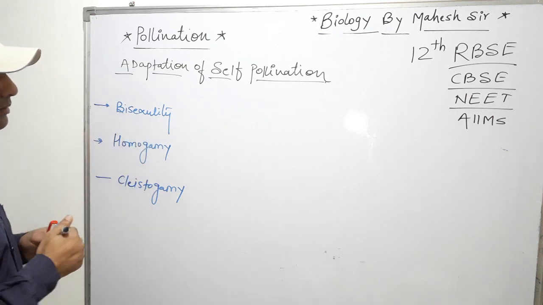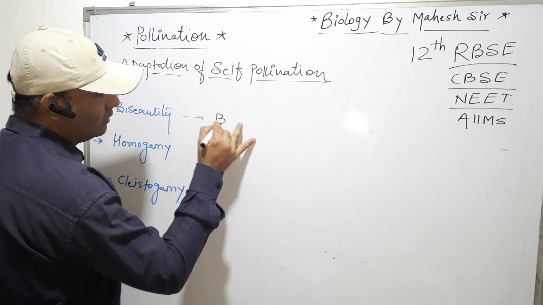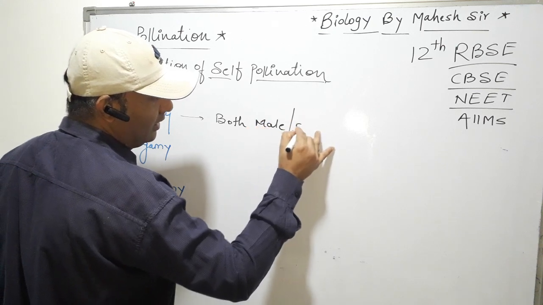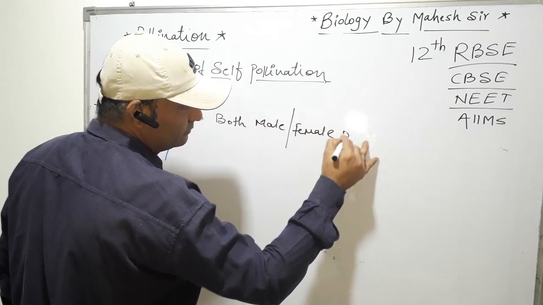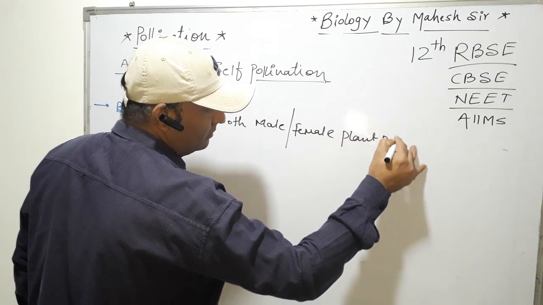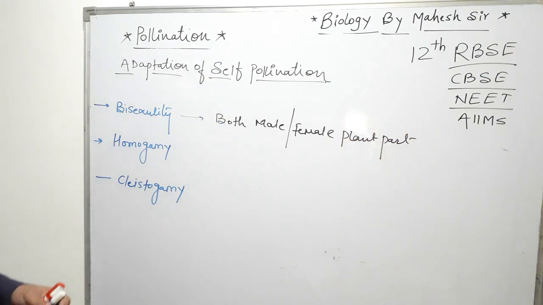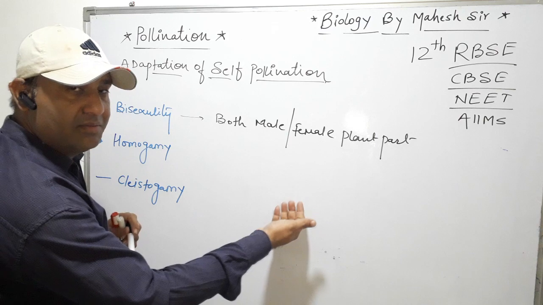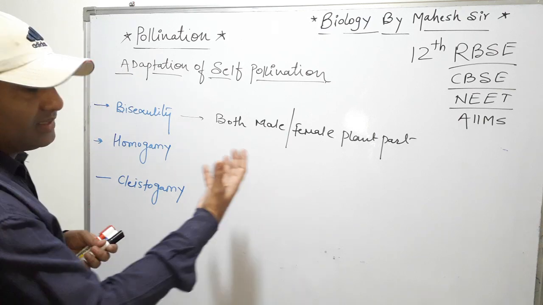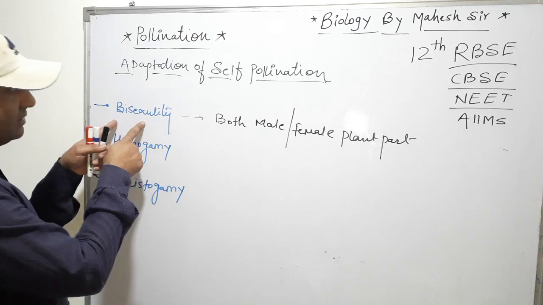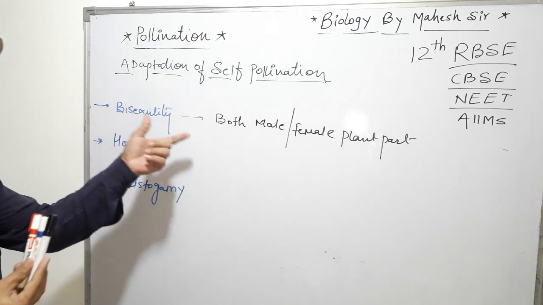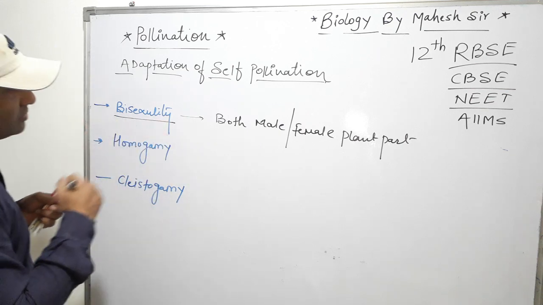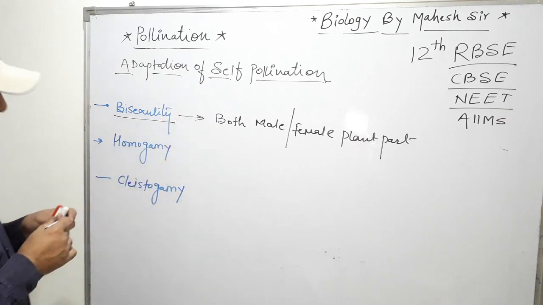First is bisexuality, meaning both male and female plant parts on the same thallus. When it is bisexual, that time the anther and stigma, or we can say the stamen and carpel, are at the same position on the same thallus, so it increases self-pollination. So bisexuality increases self-pollination. Clear? It is very common in some vegetable plants or in pea.